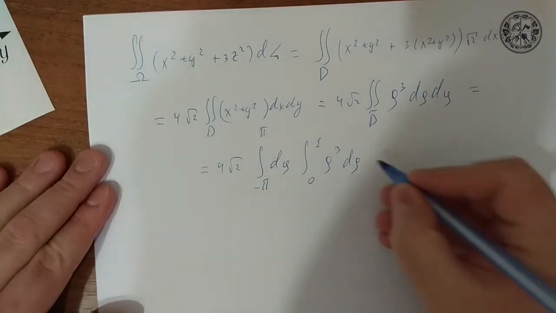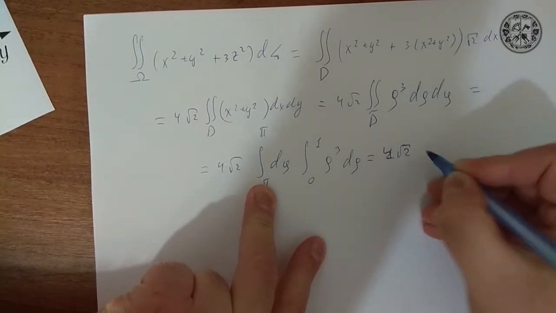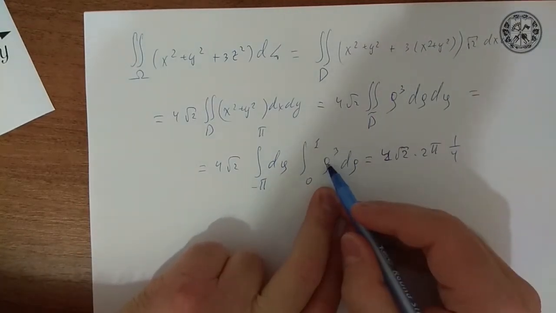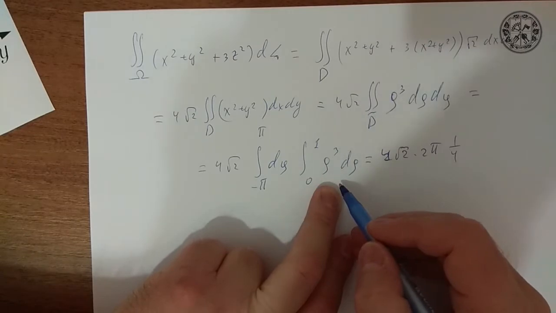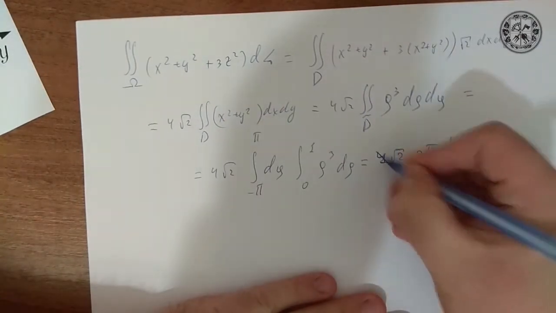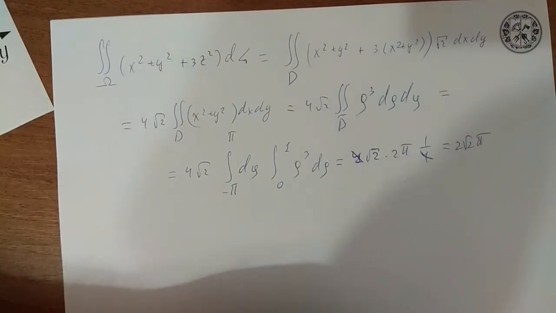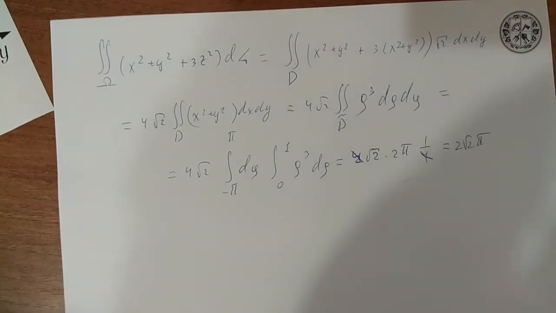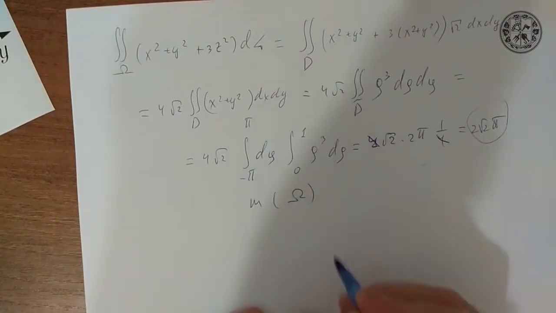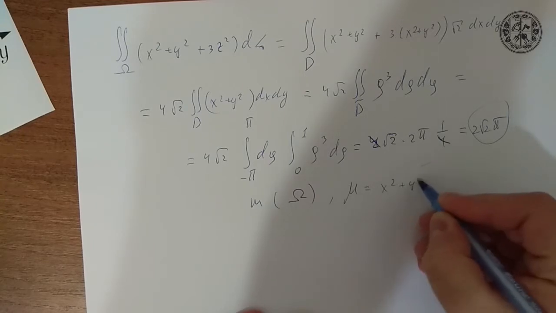and this integral will give us 2 pi, and this will give us 1 over 4, because rho cubed integrates to rho to the power 4 over 4, and we substitute 1, get 1 over 4, we substitute 0, we get 0. So the 4's cancel, and we get 2 square roots of 2 pi. This will be the answer. And also this value will be the mass of this surface omega if we have the density specified as x squared plus y squared plus 3z squared.